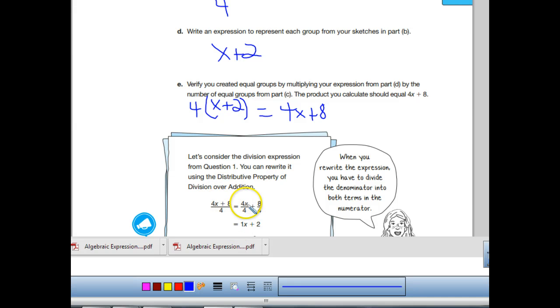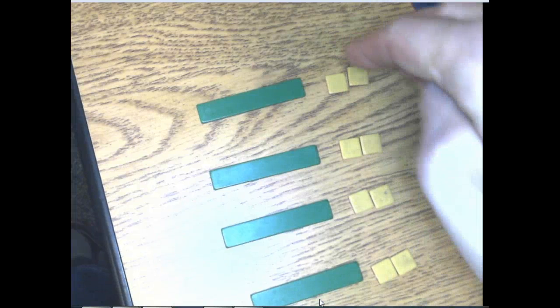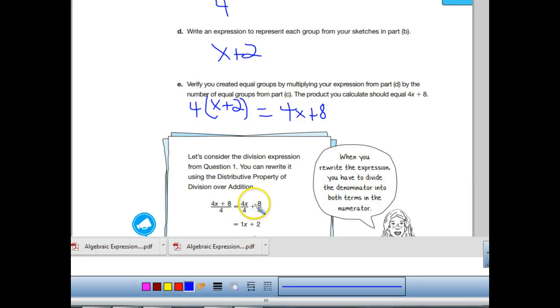It says I started with 4x. I made a group of 4. So I started with 4 x's, and I divided those into 4 groups, right? And then I started with 8, and I divided each of these into 4 groups. And so what's left when I take 4x and divide by 4? I get 1x. And what do I get when I take 8 and divide it into 4 groups? I get 2. So that's what they're trying to show you whenever they write 4x divided by 4 and 8 divided by 4. So I'm dividing each of my terms by that number 4. Okay?